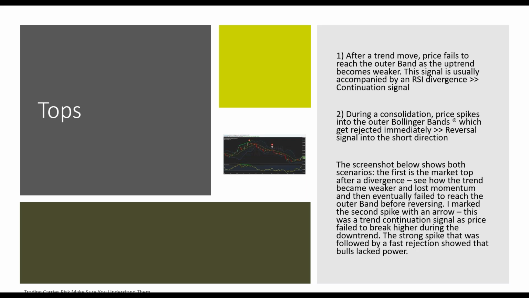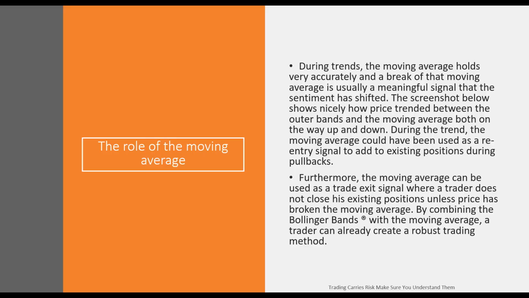And then we also have during consolidation, price spikes to the outer band, which gets rejected immediately. That's telling you. So you have the ones that are coming off of trends, and you have the ones that are coming out of consolidation. But rejection is what you're looking for. Now remember, during trends, the moving average holds very accurately, and a break of that moving average is usually a meaningful signal that the sentiment has shifted.